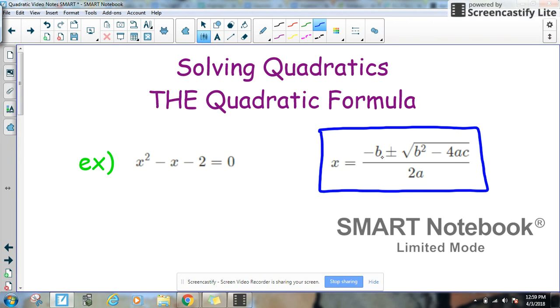Now, you're going to notice inside the formula, there's a bunch of A's, B's, and C's. And the first thing you have to do when you use the quadratic formula is to write down what is A, what is B, and what is C. Okay? So A is always the number in front of the x squared term. In our case, it's 1. B is the number in front of the x term. In our case, -1. And C is the number in front of the last number, the constant that has no x, and this is going to be -2.